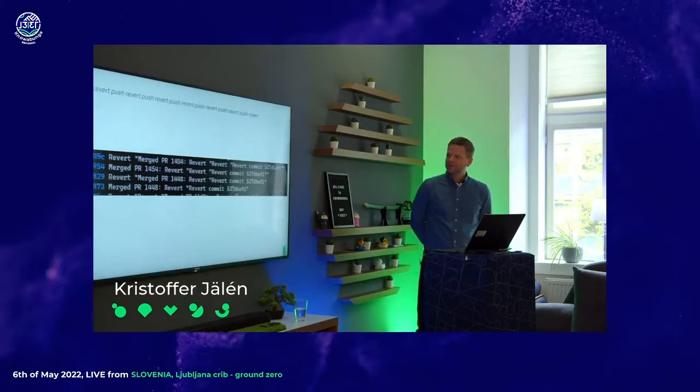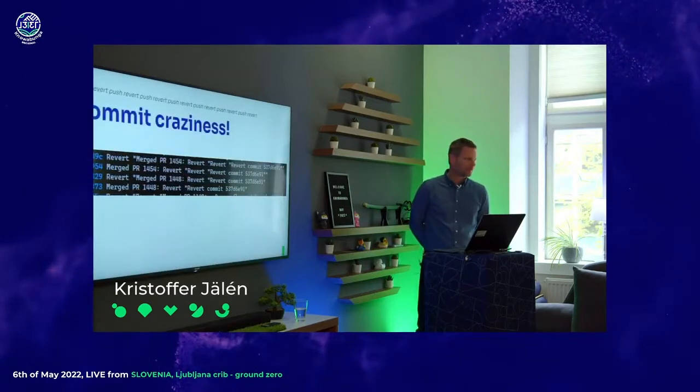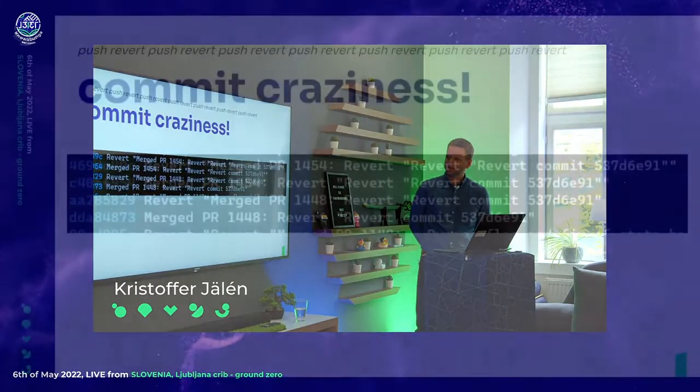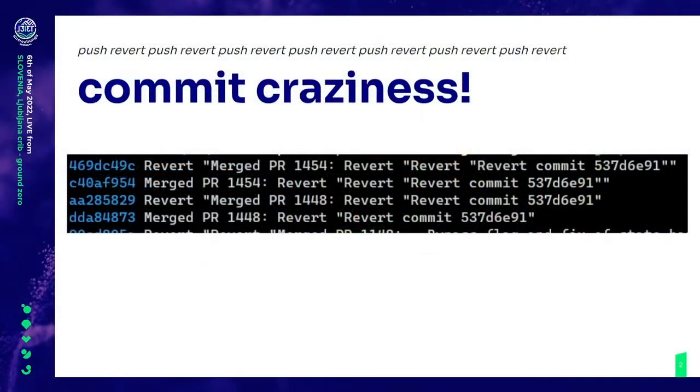So this picture shows something. Any idea what we see here? Any idea what the context is? Do you see what I have, a screenshot here? Yeah, so it's a commit log from a Git repository from my team, and it shows that we have made a couple of reverts, right?